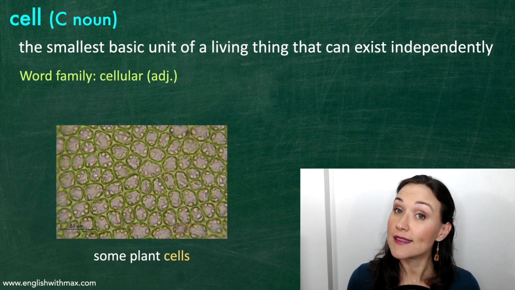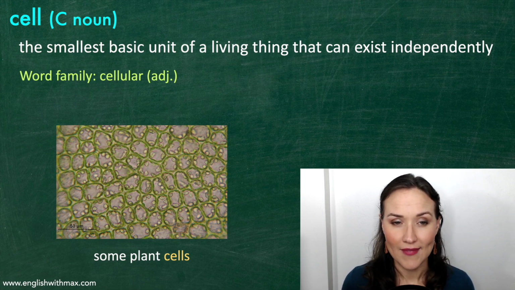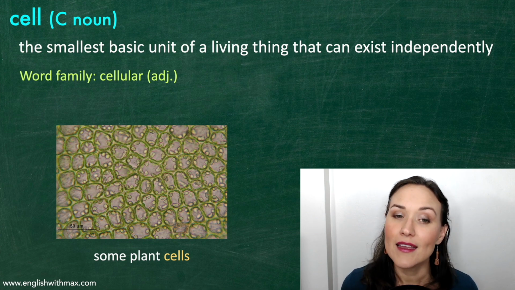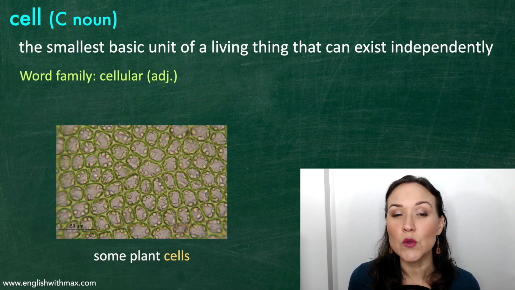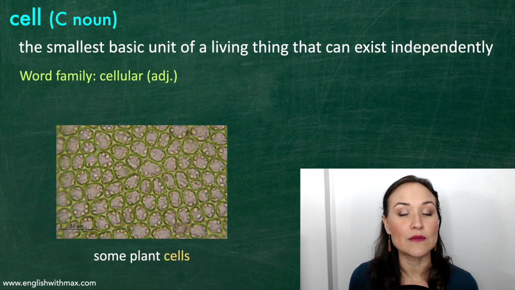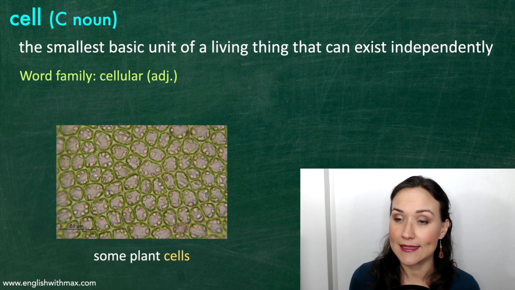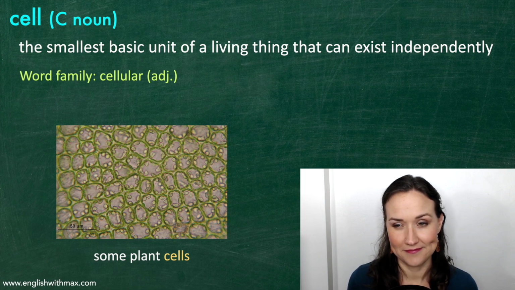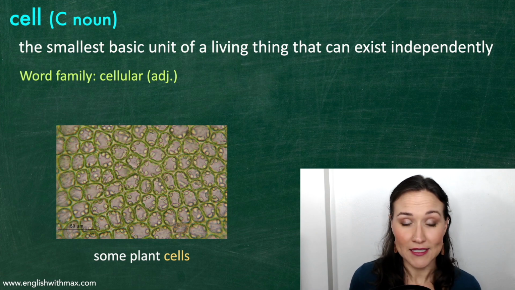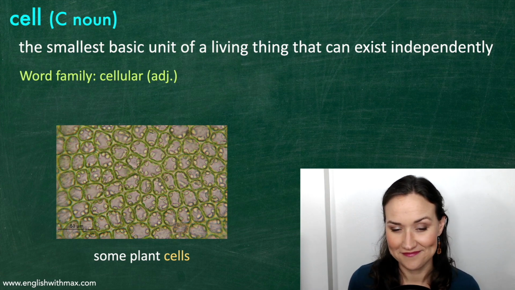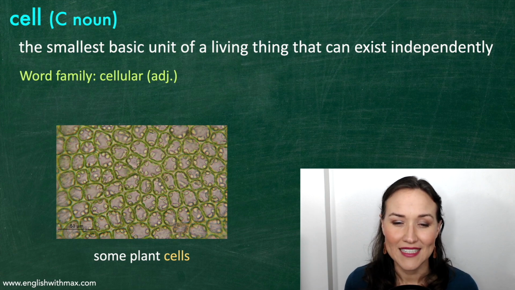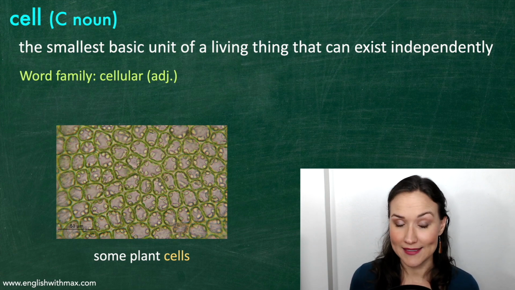The next word is cell. Cell. It's a countable noun. A cell is the smallest basic unit of a living thing that can exist independently. The adjective is cellular. In the picture you can see some plant cells.